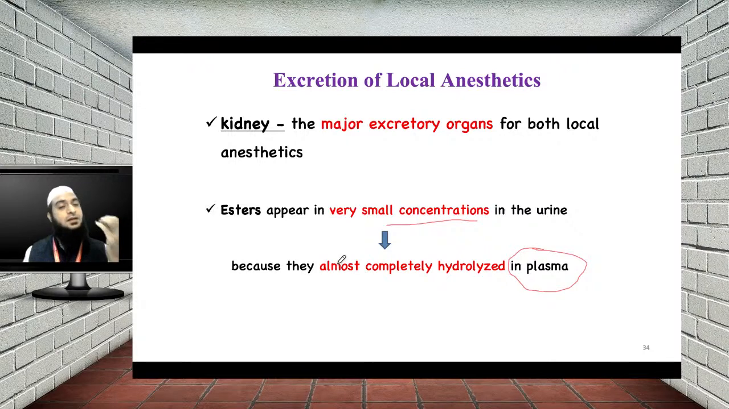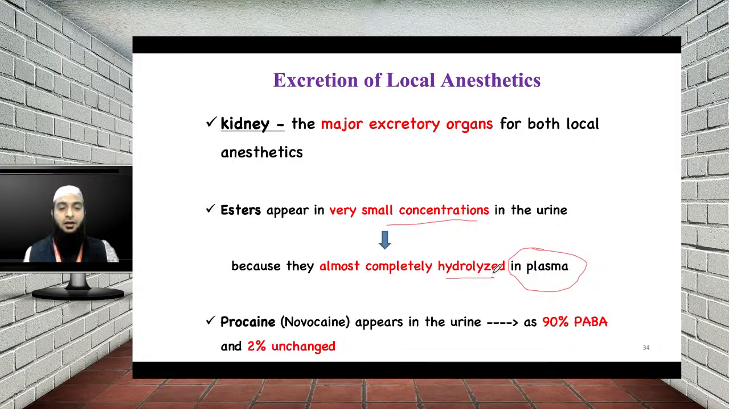So as such, the complete undegraded drug, in its original ester form, is rarely seen in the urine because it is present in very small concentration due to its hydrolysis in the plasma. Whereas procaine appears in the urine as 90% para-aminobenzoic acid and 2% as unchanged form. So this is in case of procaine. It is present as 90% PABA, which is one of the metabolites of procaine, and 2% in the unchanged form.